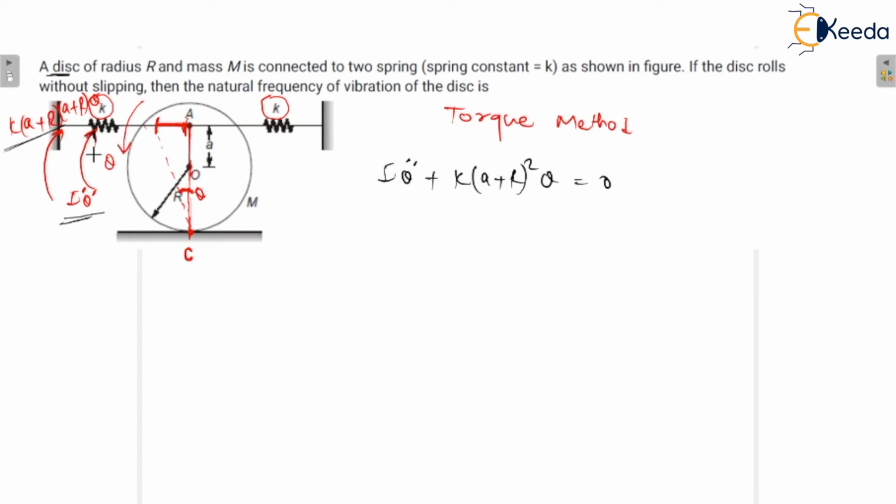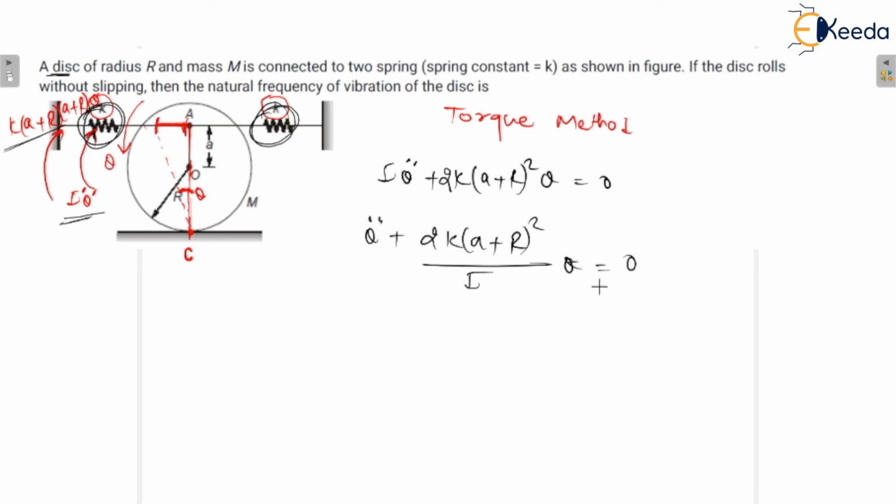Because there are two springs, one and this is the second, we have to multiply with 2. Again, I'm explaining that since there are two springs in the diagram, I have to multiply it with 2. Okay, so this is the torque of two springs. Now we just have to rearrange this to a plus r whole square upon I theta is equal to 0.